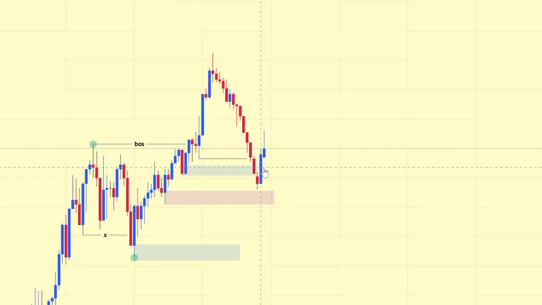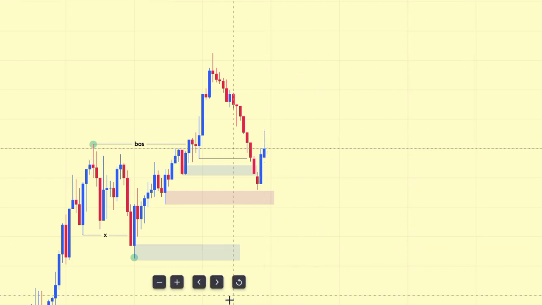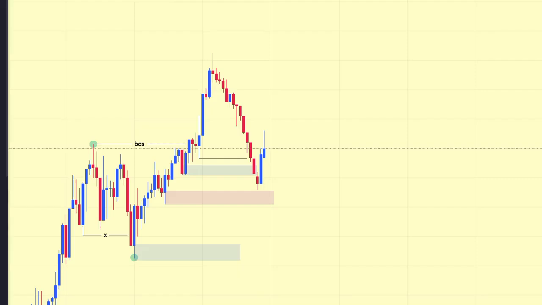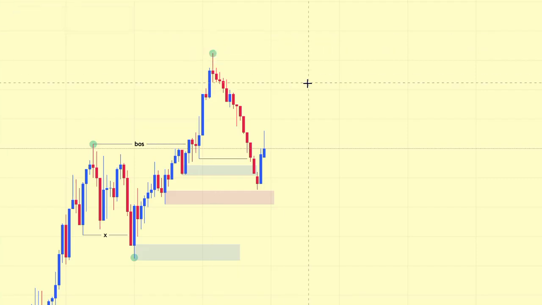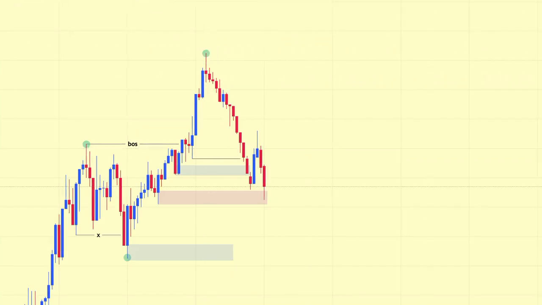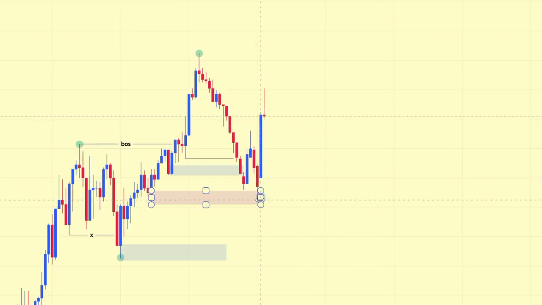Why? Because there is no valid mitigation here. And by the way, this is a valid swing point, so if price breaks past that, that's a valid break of structure. So let me continue. Exactly, price has mitigated this SMT, and you can clearly see it gave a big reaction to the upside.